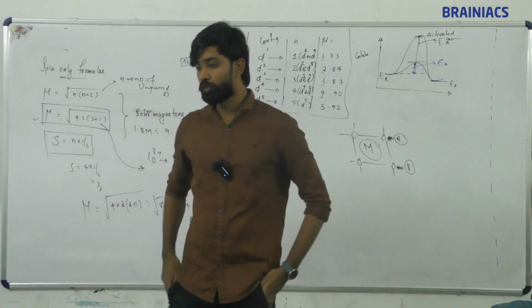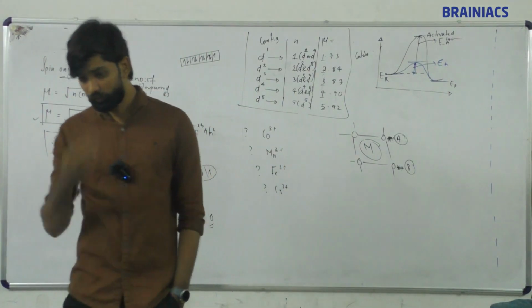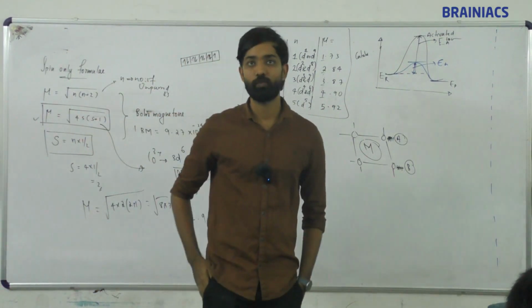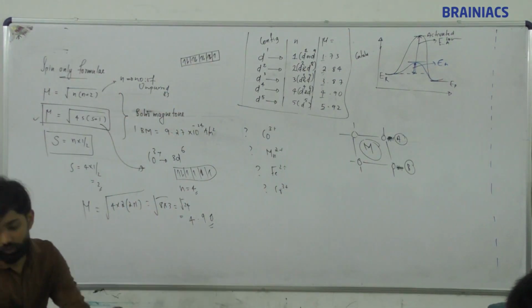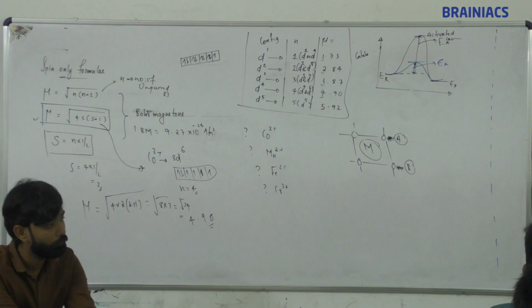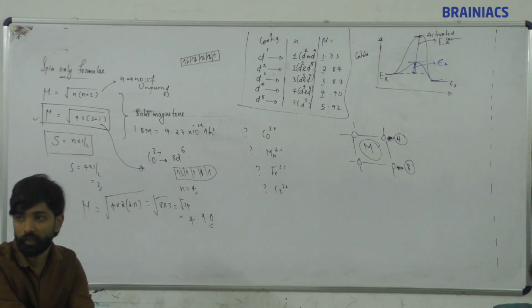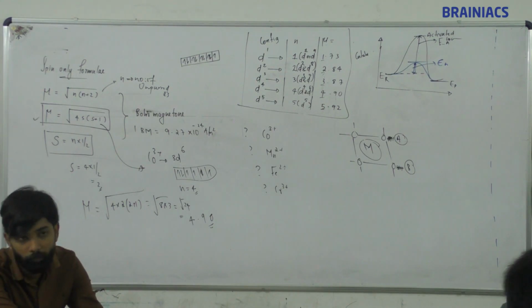Okay, so write some points. First one, most transition metals can act as catalyst. Okay, write some examples which are discussed in your p block elements.